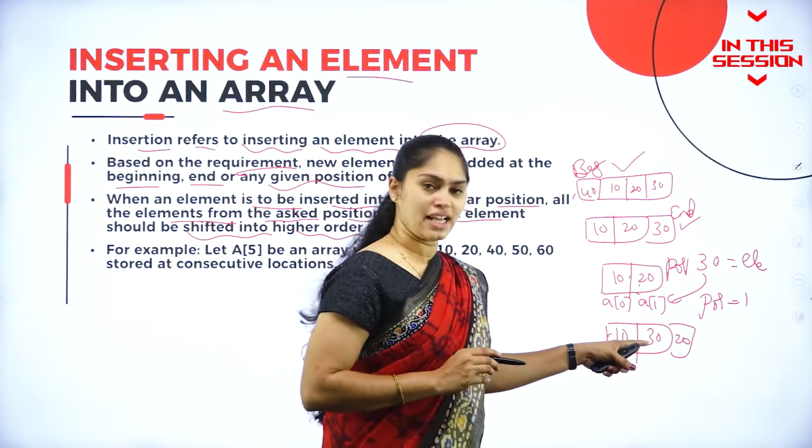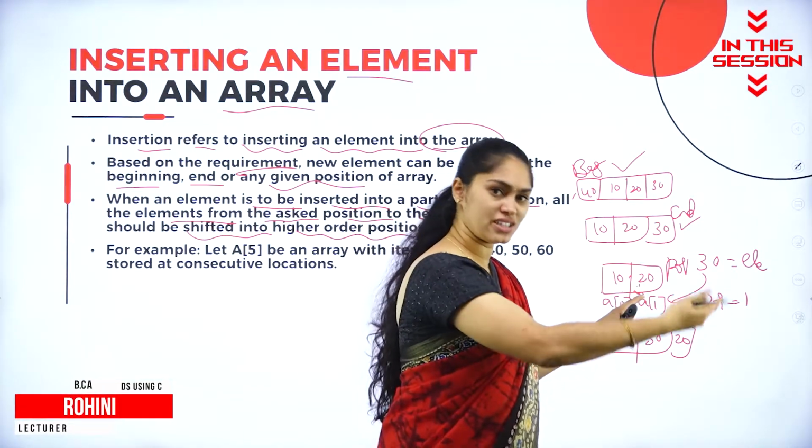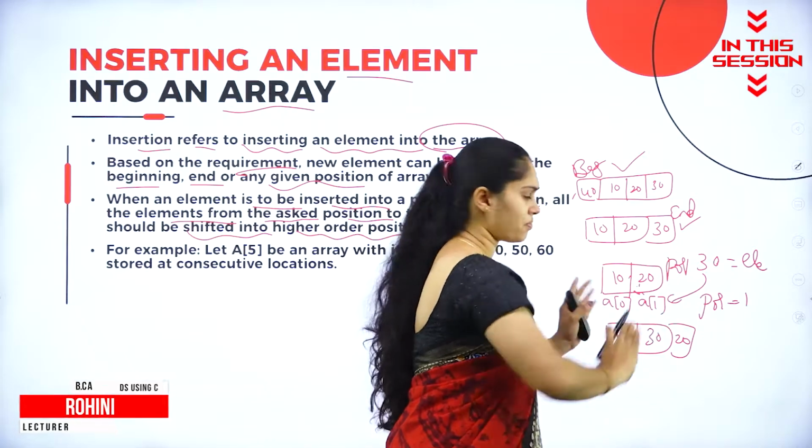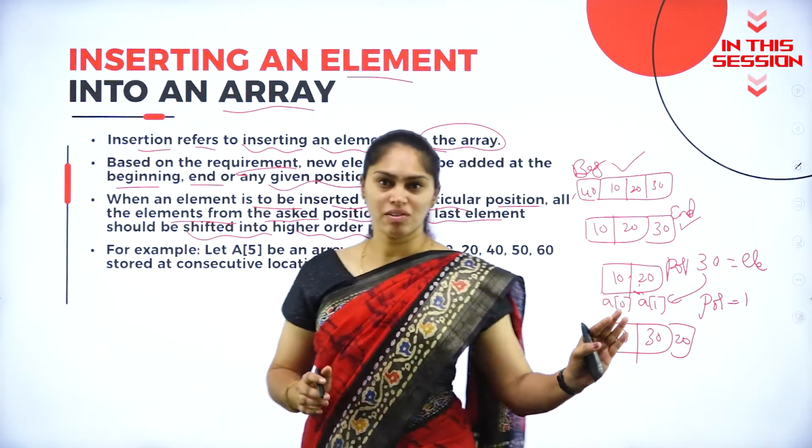If I wanted to insert an element in this position, whatever elements we have after that position need to be pushed right. Only then can we get a space there. Then we can insert whichever element we wanted to insert.